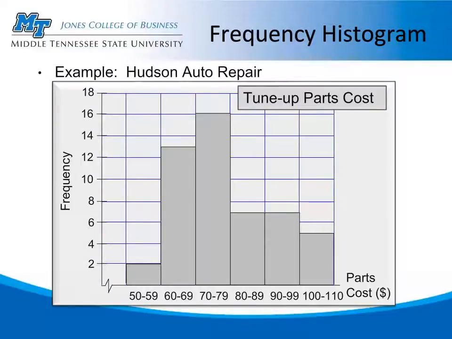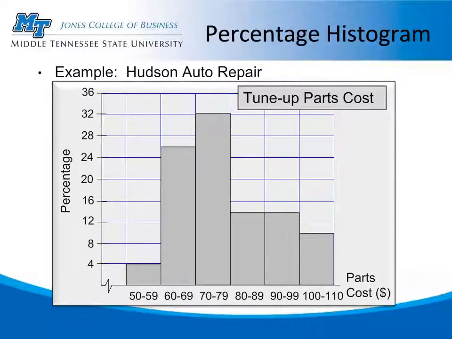Horizontal axis, the second rectangle is running from 60 to 69. The height of the rectangle is the frequency, which was 13. You can easily convert a frequency histogram to a relative frequency histogram or to a percentage histogram. But this is a graphical, a more visual representation of what was in the frequency distribution.